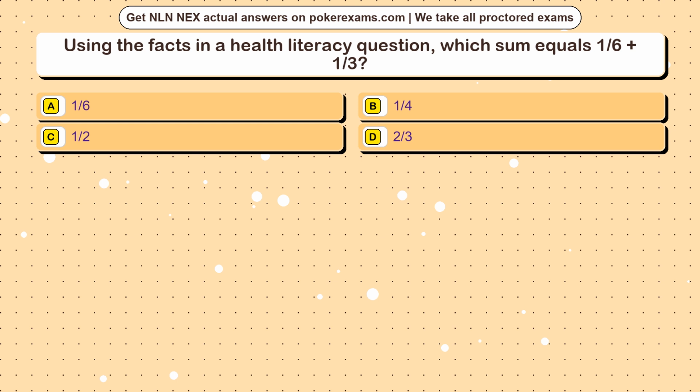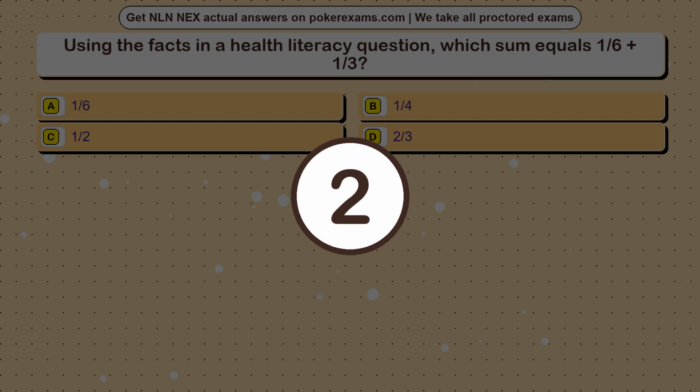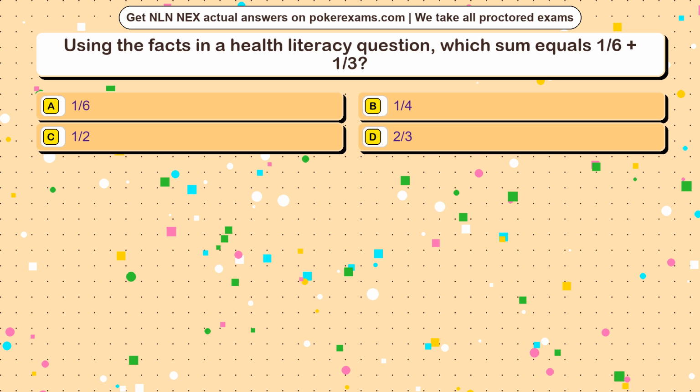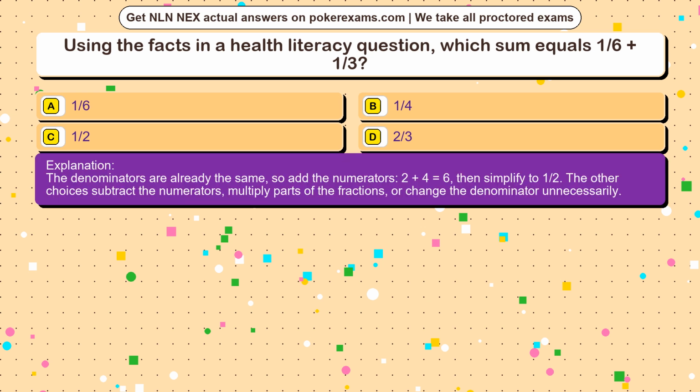Option A. 1/6. Option B. 1/4. Option C. 1/2. Option D. 2/3. The correct answer is option. The denominators are already the same, so add the numerators, 2 plus 4 equals 6, then simplify to 1/2. The other choices subtract the numerators, multiply parts of the fractions, or change the denominator unnecessarily.